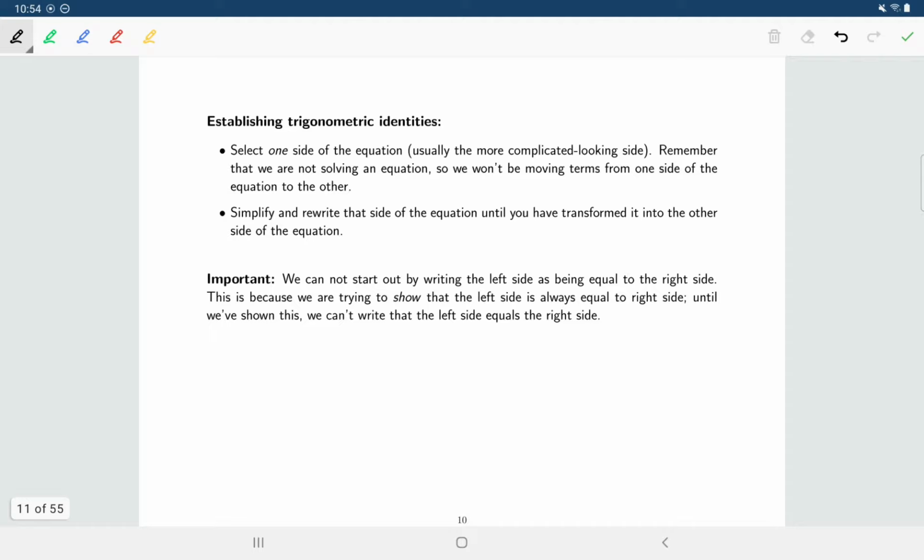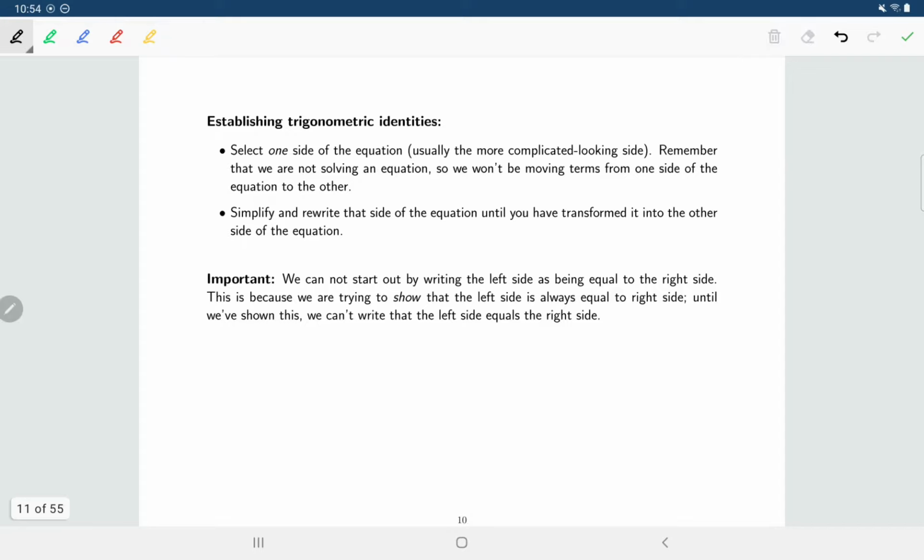So how do we do this? Well, we'll start with one side of the equation, and usually it's the more complicated looking side, or the one where I can see that there's something that I can do with it. And then I'm going to modify that side of the equation using identities that I've already established until I can show that that one side can be transformed into the other side. That's basically it. We're going to pick one side and rewrite it and transform it using identities until we can show that it's equivalent to the other side of the equation.